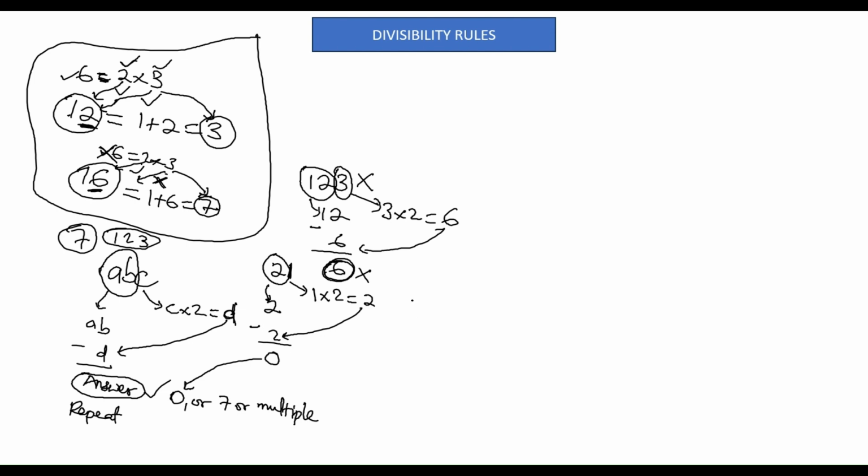Let me take another example, the number 42. So I will take the last digit, 2, times 2, which is 4. Then I will remove it and focus on only the remaining digit. So 4 minus 4 is 0.